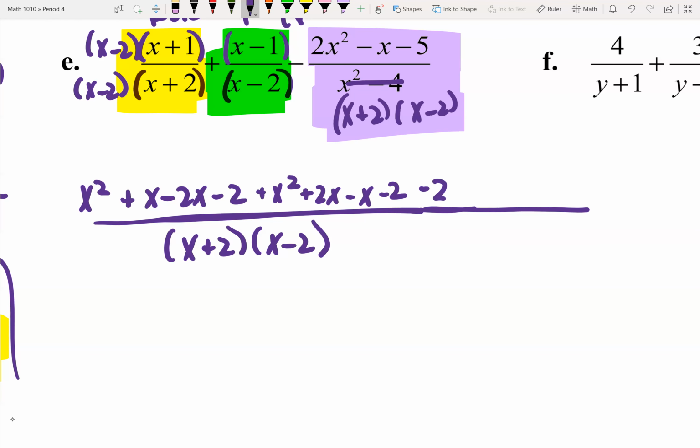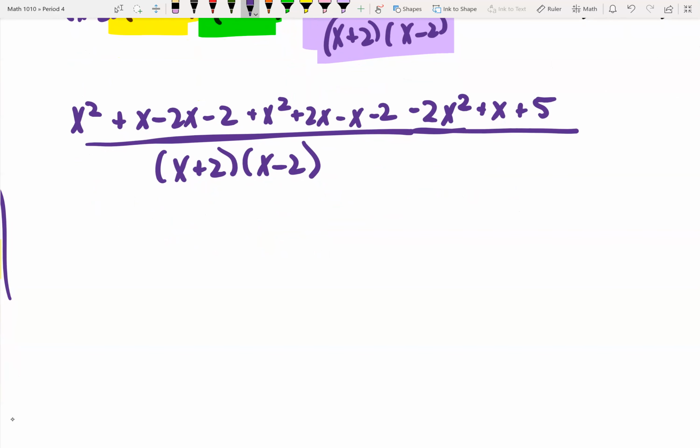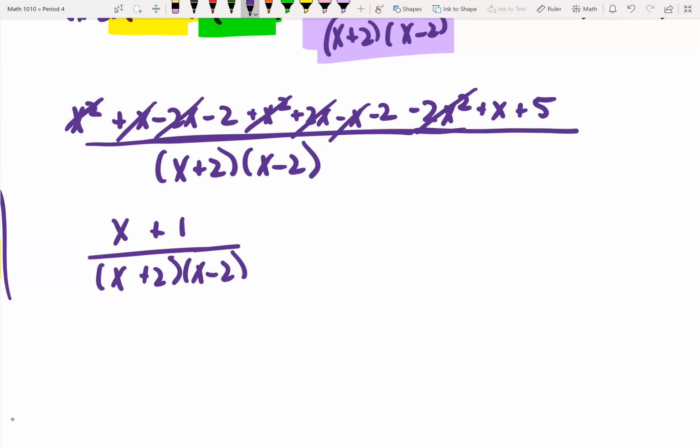Okay, so it's minus 2x squared. Talk to me. Plus x, keep going. Plus 5. Everything changes. Wonderful. Look what happens right here. 1x squared and 1x squared is 2x squared, and a negative 2x squared goes away. A positive x and a negative x goes away. A negative 2x and a positive 2x goes away. So what I have left is 1x. A negative 2 and a negative 2 is a negative 4, plus 5 is a positive 1, over (x plus 2)(x minus 2).